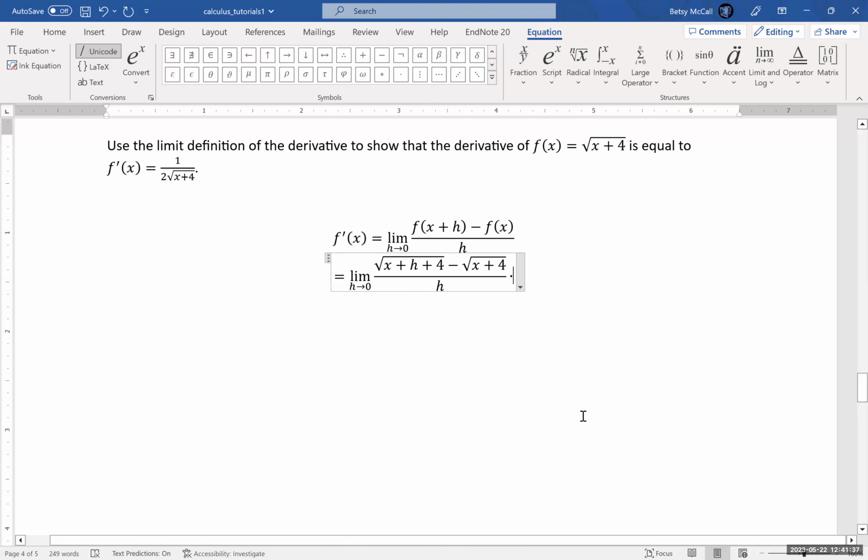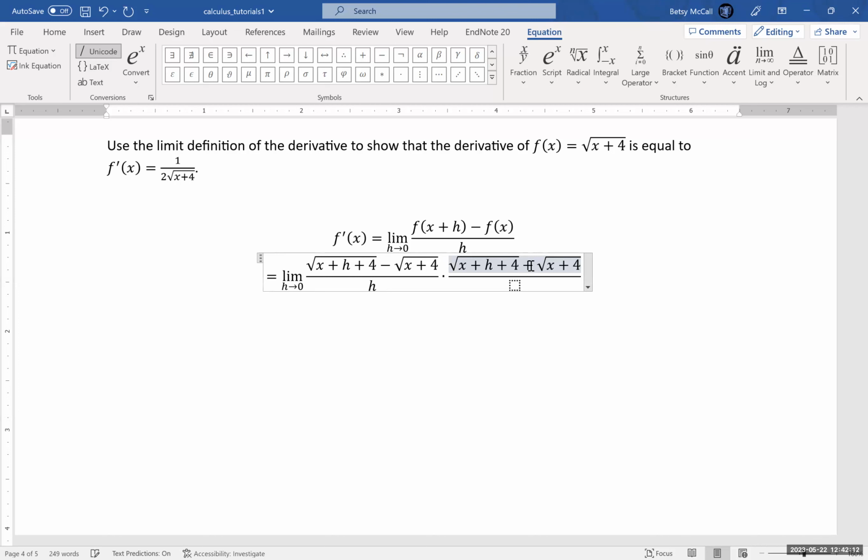Now, we're not rationalizing the denominator, which is what we usually do when we rationalize expressions that involve square roots. We're actually going to rationalize the numerator, because it's the numerator that we want to be simplified, since we need to get an h out of it in order to cancel with the h in the denominator. We're going to do that by multiplying both the numerator and the denominator by the same expression, but with a plus sign in the middle.